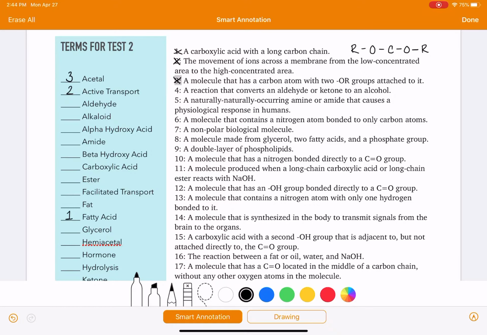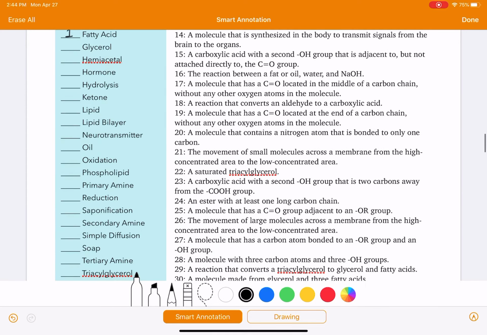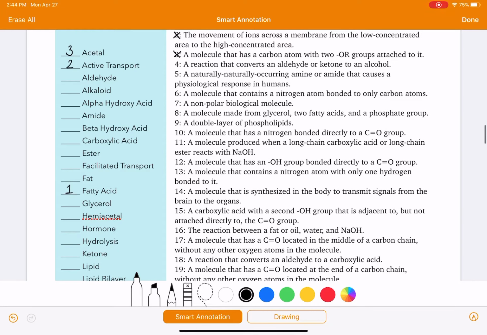A reaction that converts an aldehyde to a ketone or an alcohol, that's going to be a reduction reaction. That's where we are converting either an aldehyde or a ketone to an alcohol. So that's a reduction, and maybe this is a hydrogen out here. That's when it would be an aldehyde.